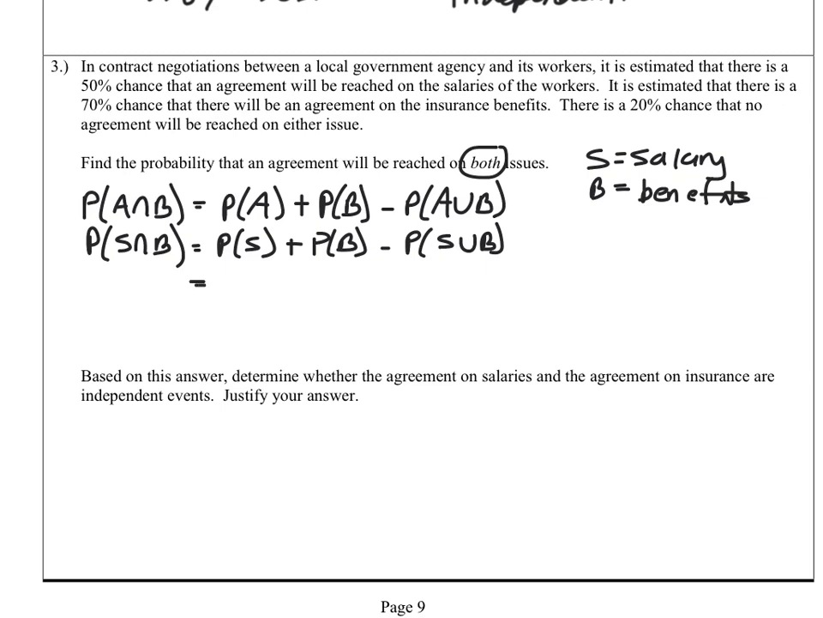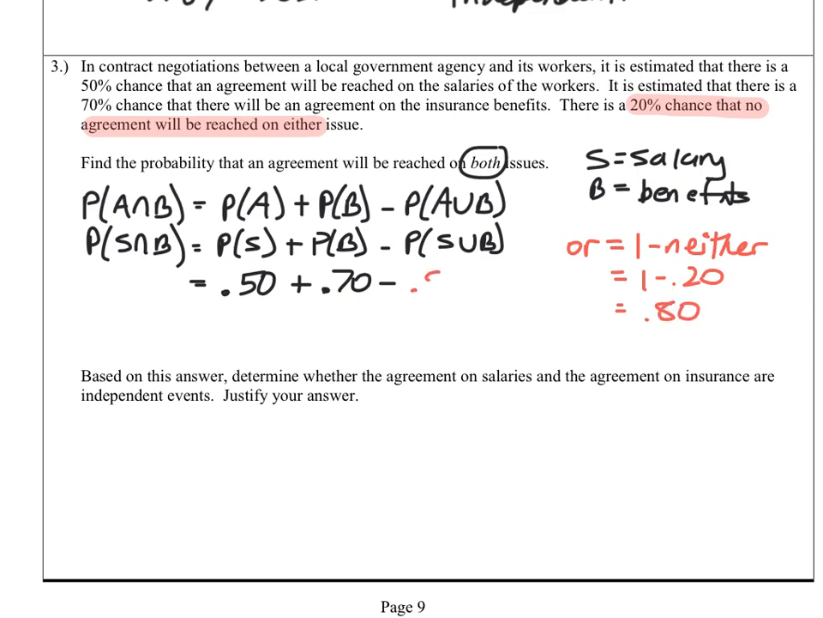So we know the probability of salary. There's a 50% chance, so 0.50. Benefits is a 70% chance. Now, do we know salary or benefits? No, we don't. But we do know there's a 20% chance that no agreement will be reached on either issue. So if we know the probability of neither issue, we know that "or" is 1 minus neither. So if I do 100% minus a 20% chance of neither, that is an 80% chance of "or." So 0.50 plus 0.70 minus 0.80 gives me 0.40 or 40%. Either answer would be right.